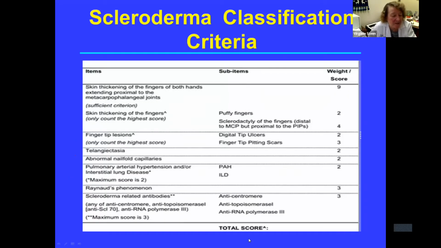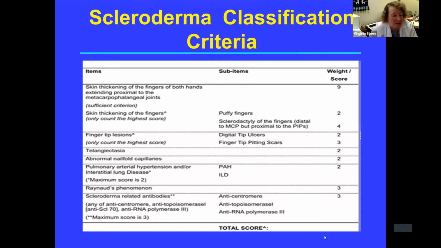So in the past 5 years, we have developed, like most rheumatologic diseases, new classification criteria, and it's a scoring system. Previously we had the definition, basically, that if you had skin thickening proximal to your MCP, you had a diagnosis of scleroderma. Well, that became a problem because it didn't include a lot of our limited cutaneous patients.